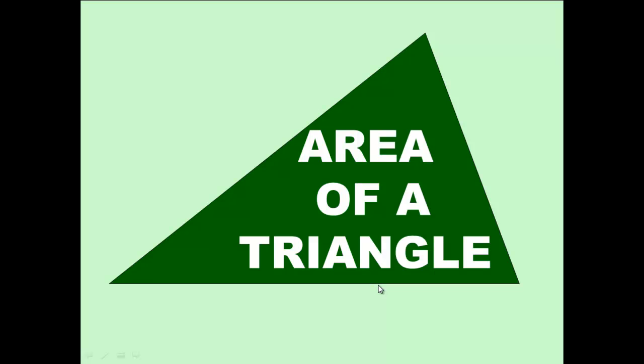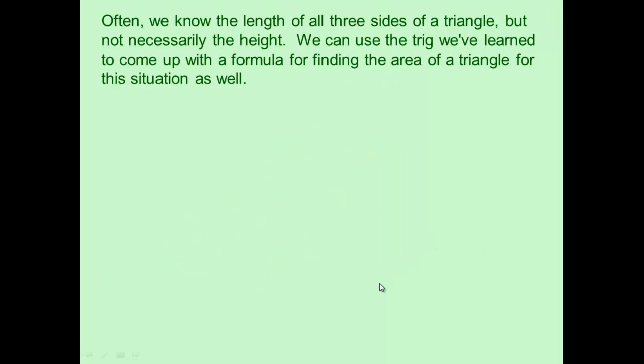Finishing up chapter 6, we're going to go back and talk about the area of a triangle again. We've already talked about finding the area of a triangle when you know two sides and the included angle. Often though, you're given three sides of a triangle and you want to find the area of that triangle. I'm going to derive the formula again, and I'm going to go through this pretty quick.